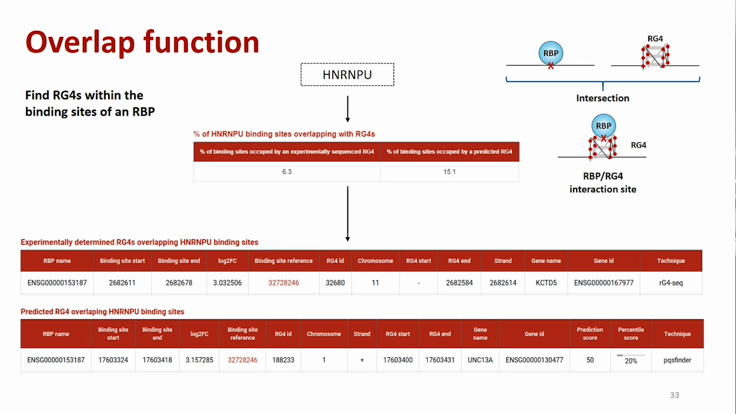This is like the main function of the database. It's the overlap one. Its main goal is to find new interactions between RNA G-Quadruplexes and binding proteins, so not coming from the literature. Here you can enter an RNA-binding protein, and this tool calculates the intersection between RBP binding sites and RG4s. We give you at the end a table with every binding site of the protein and every RG4 that overlaps these sites.